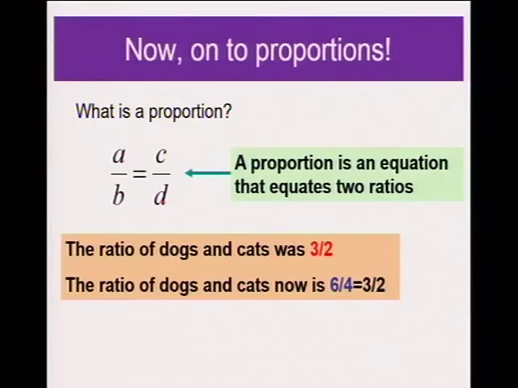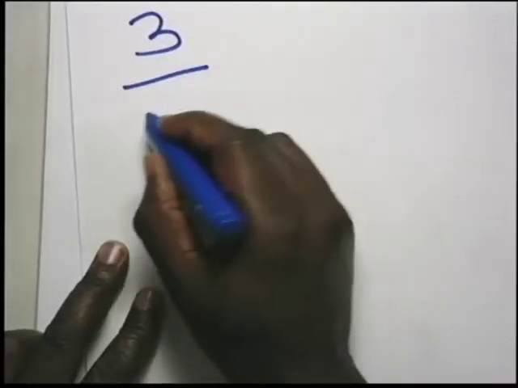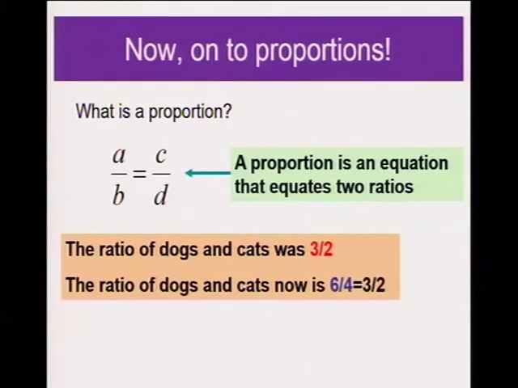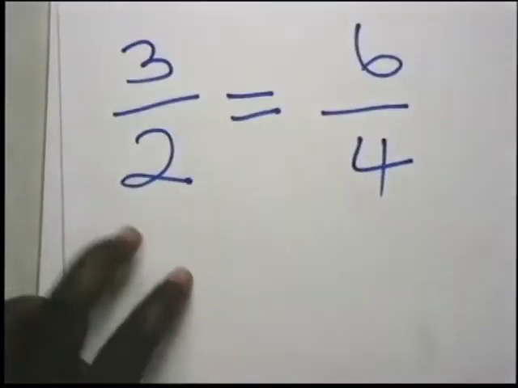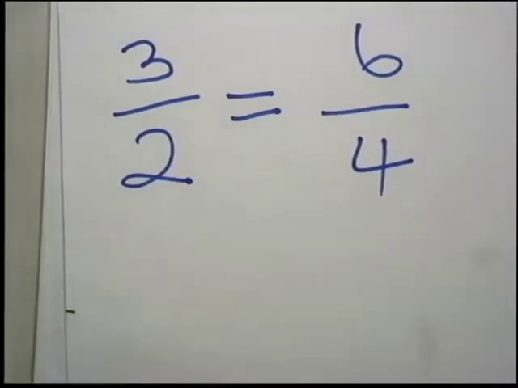Okay, I'll put this one aside and say, right, we have said the ratio of dogs to cats is 3 over 2. And we're saying it's the same as the ratio of 6 to 4, or 6 over 4. Yes, it's the same, right? So imagine, that's what we simply said.